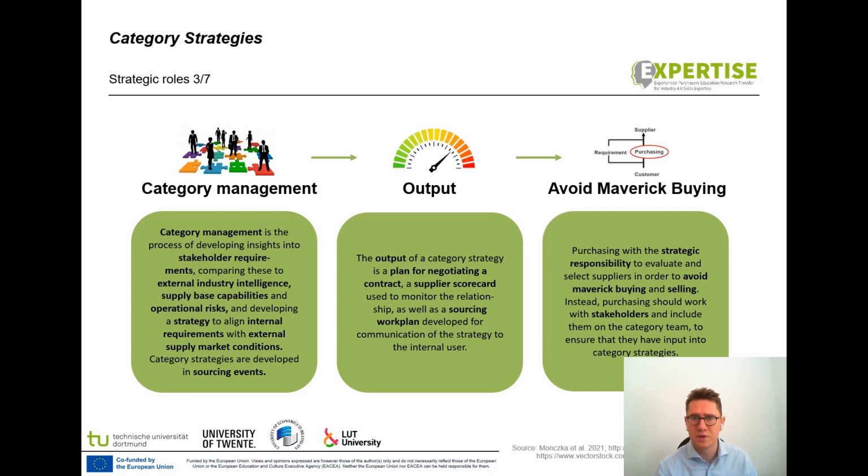This ensures the organization avoids maverick buying and selling, a situation where sellers attempt to bypass purchasing and sell directly to end users. Instead, purchasing should collaborate with stakeholders, including them on the category team, to provide input on supplier evaluation and selection. For example, engineering can support the category team by assessing supplier product and process capabilities.